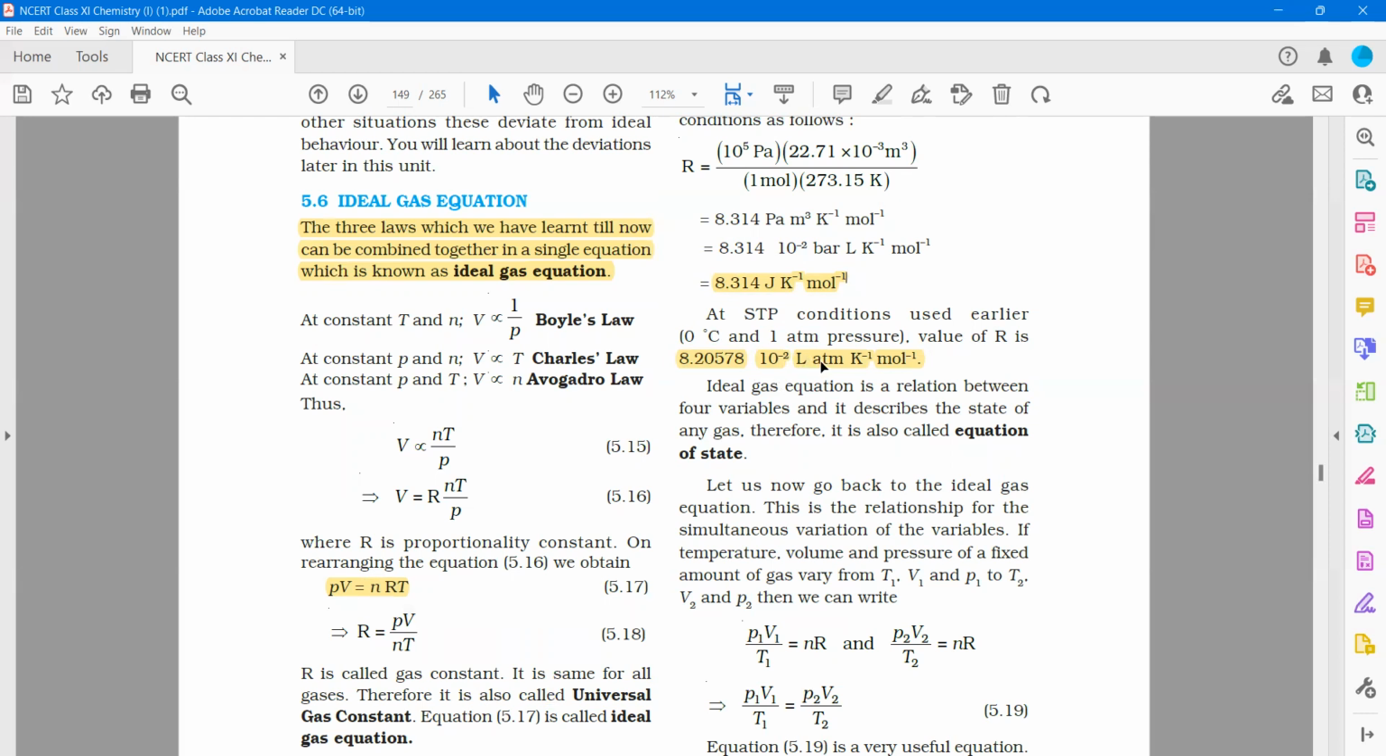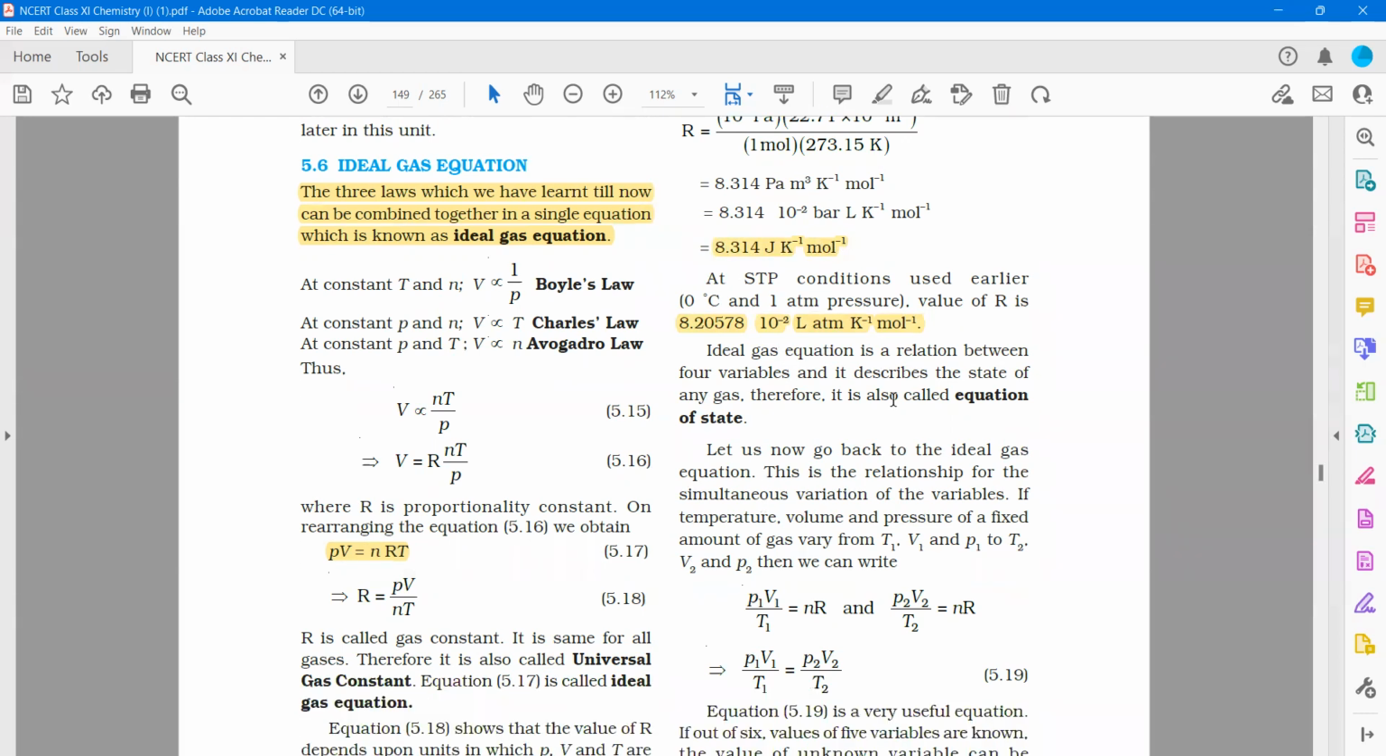If the pressure is given in atm and the volume is given in liter, then you will use this value. If the pressure is given in pascals and the volume is given in meter cubed, then you need to follow this value.